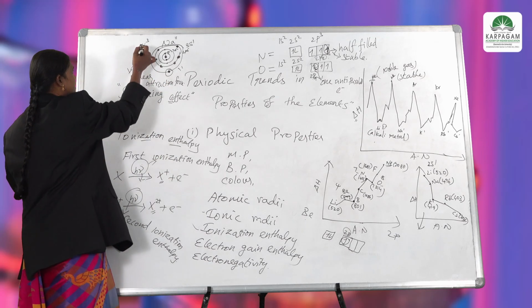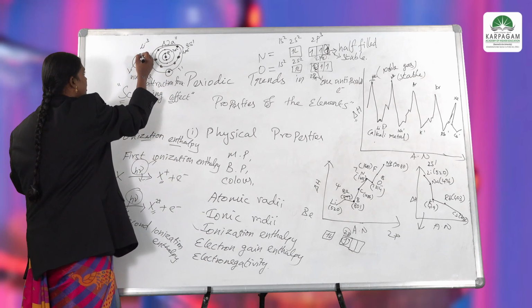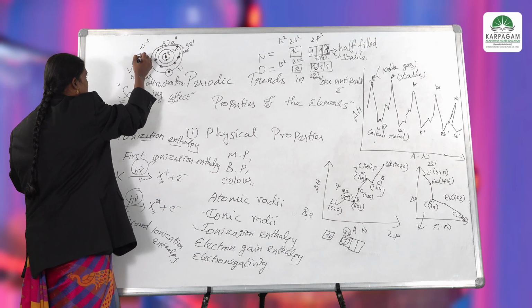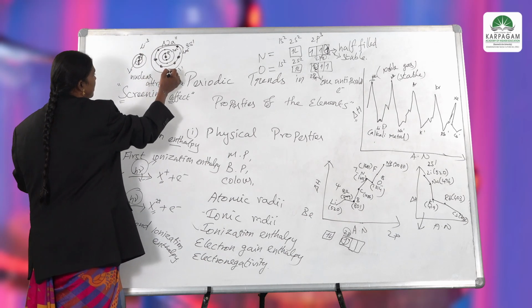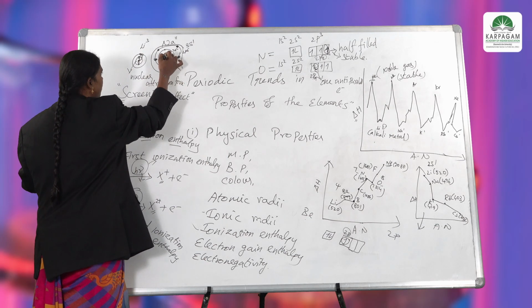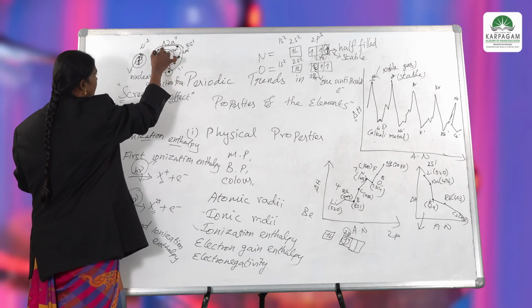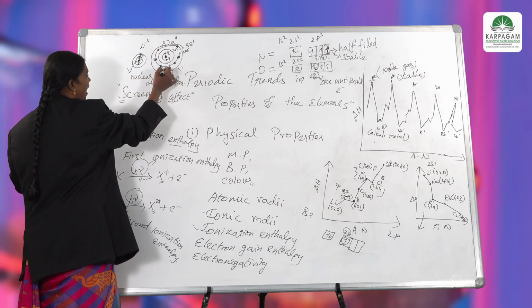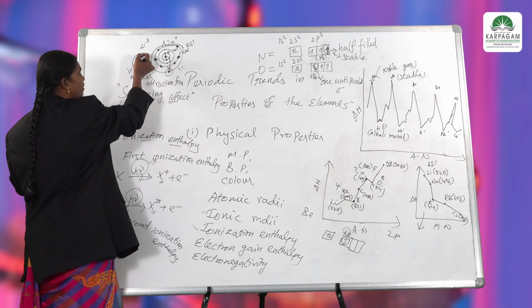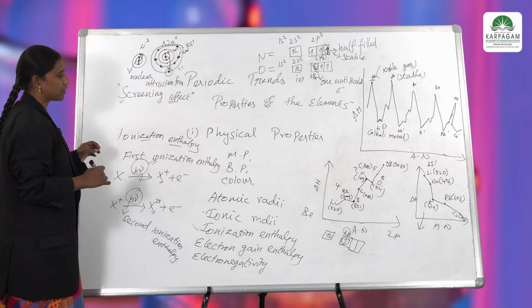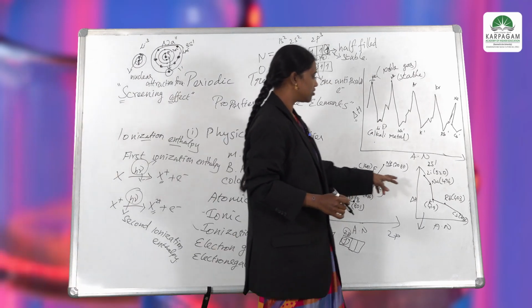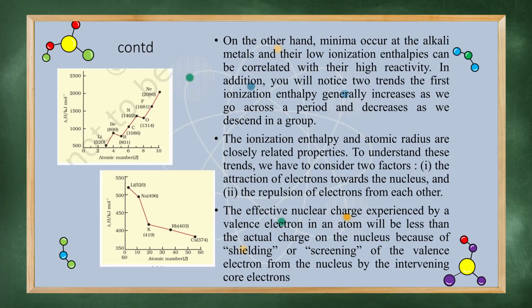Compare lithium, where the electron is present nearer to the core, with sodium, where the electron is farther from the core. The far electron is removed more easily than the near electron. That's why ionization enthalpy decreases along the group. This ionization enthalpy unit is kilojoule per mole.